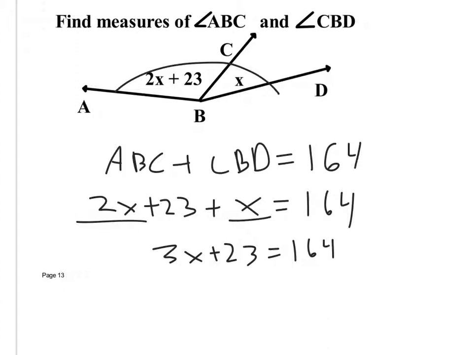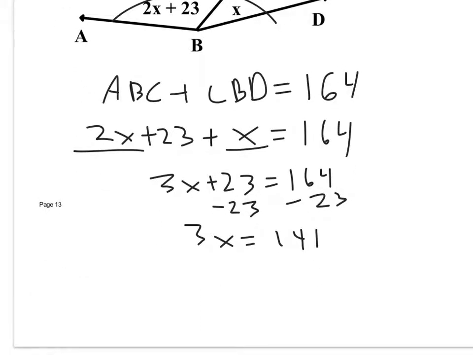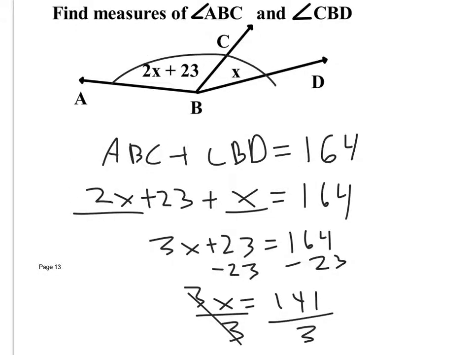Jaden, you have any ideas? Both sides. Yes, good. I want to subtract 23 from both sides. That gives me 3x is equal to 141. Then you divide. Good. I divide both sides by 3 to get x by itself. So 141 divided by 3 is 47. So there's my answer. I'm going to plug this in up here. X is equal to 47.